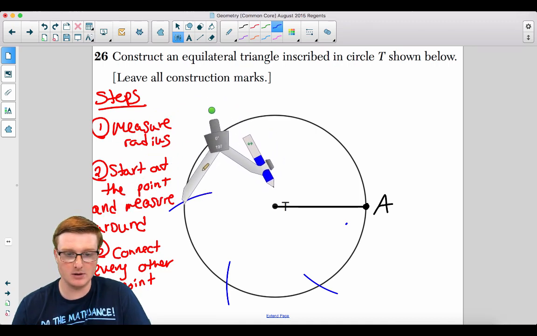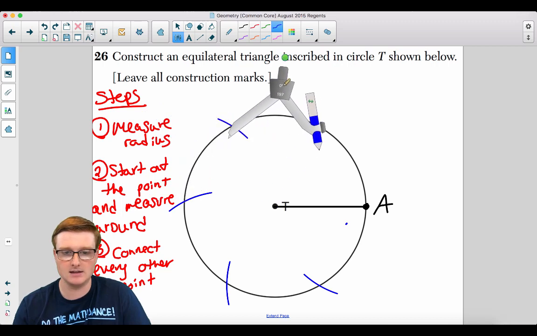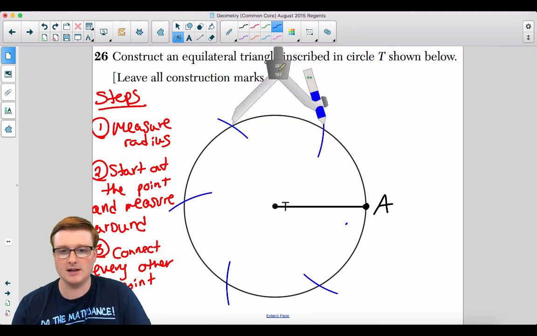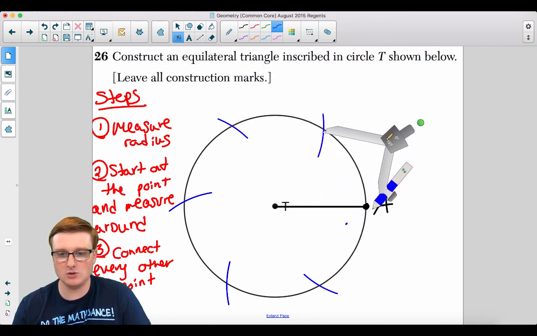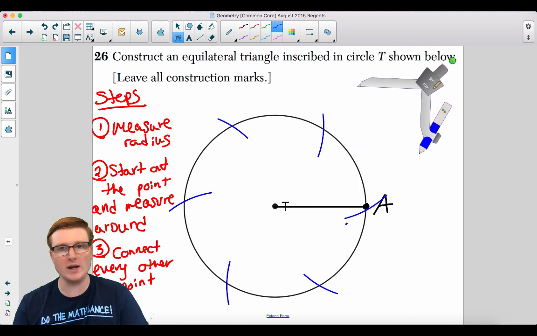And we're going to keep on going around. So place my compass point again on here. That's my point. Do it again. Keep on going around. Do it once more. And then my final arc, I'm going to swipe it across. And hey, what do you know? It's pretty darn close to point A.